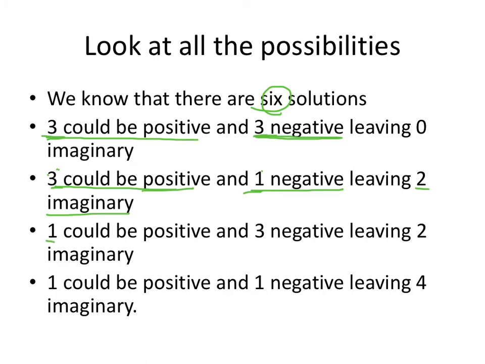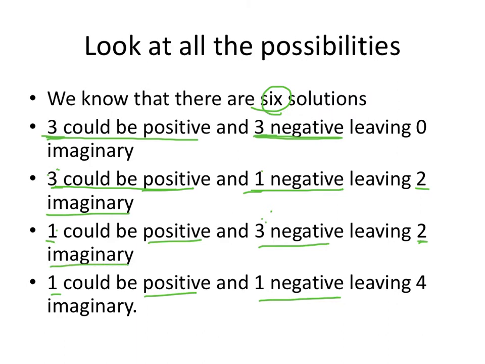Or now we're going to do 1 positive. Again, we're going to put that positive with the choices for negative. So 1 positive with 3 negatives, 1 positive with 1 negative. So again, if we add this up, this is 1, 2, 3, 4. So that means that 2 are left to be imaginary.